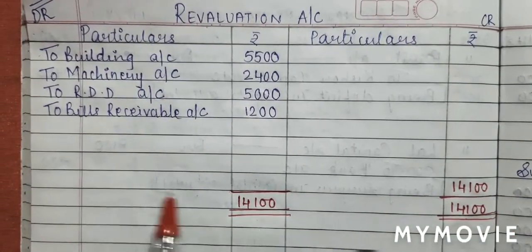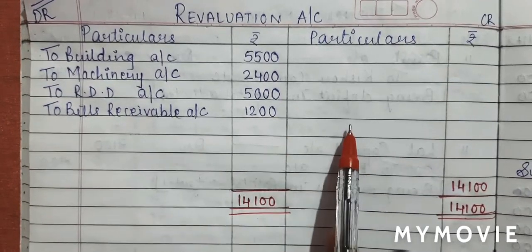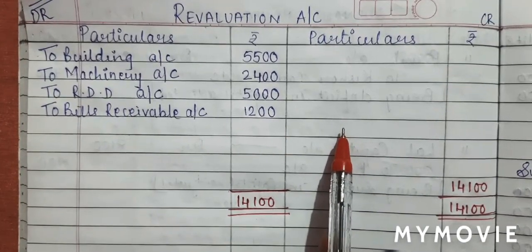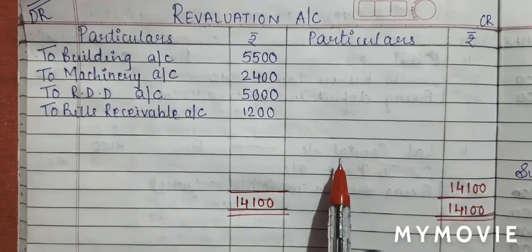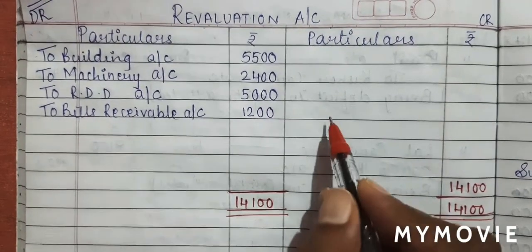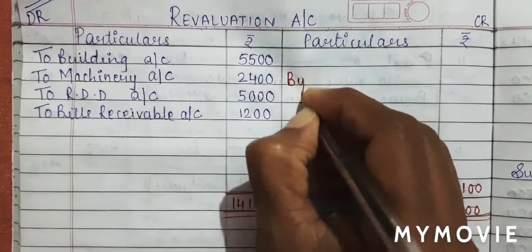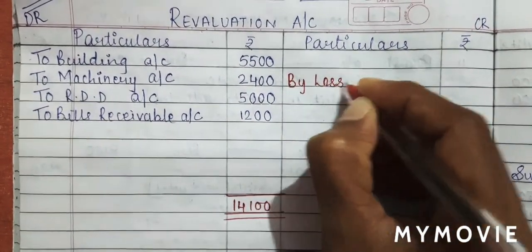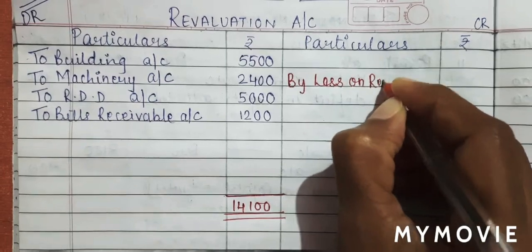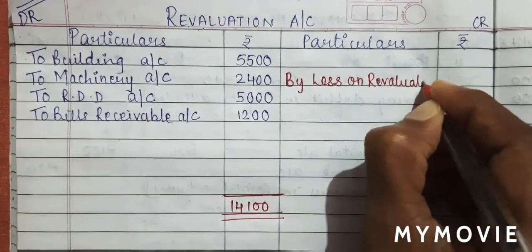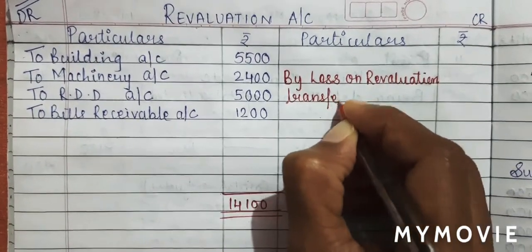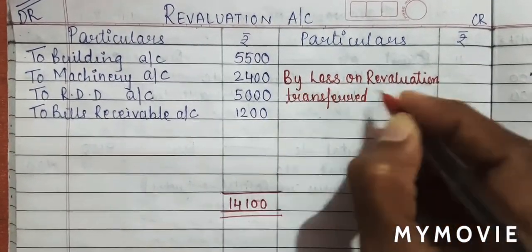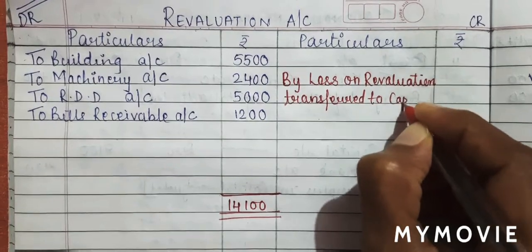Now if you look at it, our expense is more than income. When expense is more than income, it means the business suffered a loss. So on the credit side, I'll write down by loss on revaluation transferred to capital account.